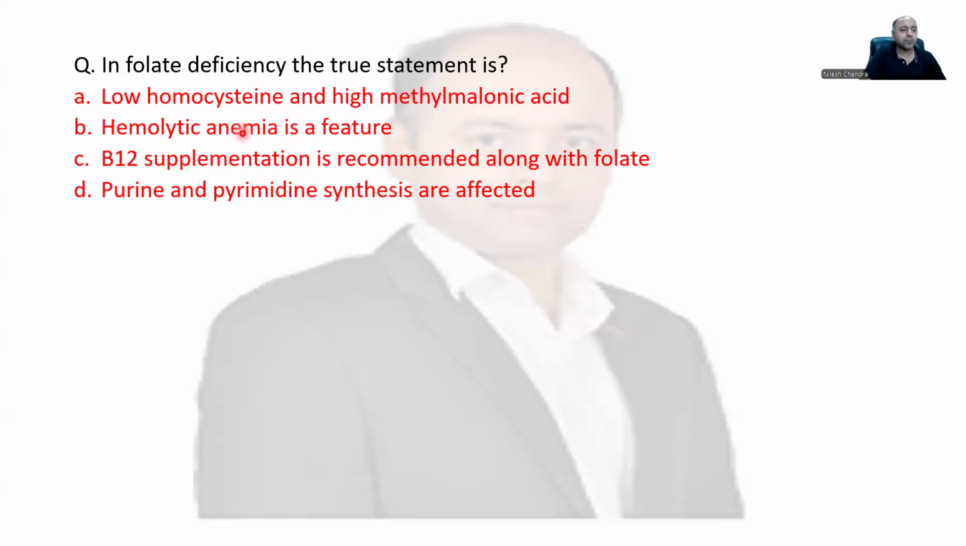Hemolytic anemia may be there, but the first option is definitely wrong. B is wrong. B12 supplementation recommended along with folate is okay. Purine pyrimidine synthesis. So here we are more focused on the pyrimidine synthesis rather than the purine synthesis. C and D both appear to be correct. The better answer among them would be C. C is the more correct answer, although C and D both are correct. So if these statements are correct as per the record, you have to choose one, then the answer would be C.